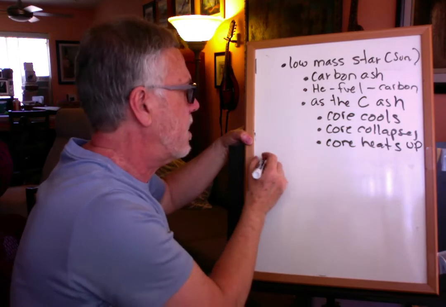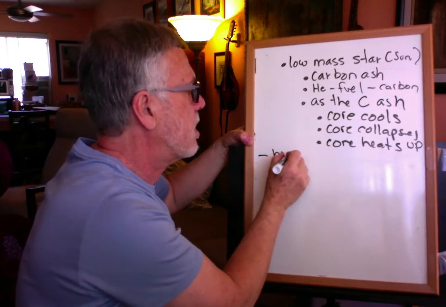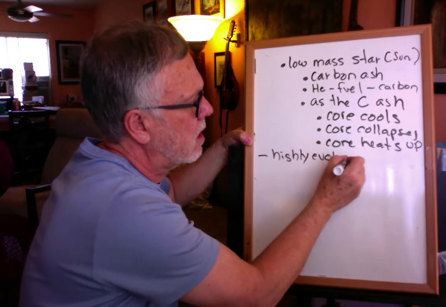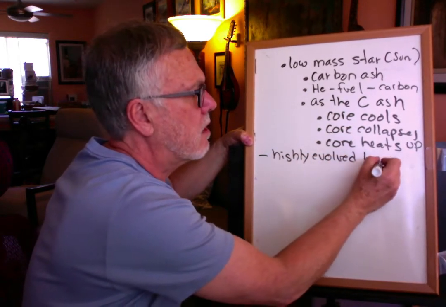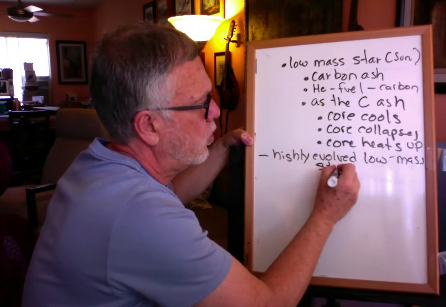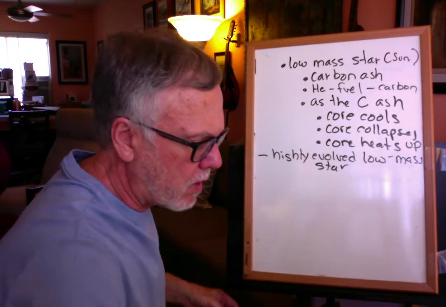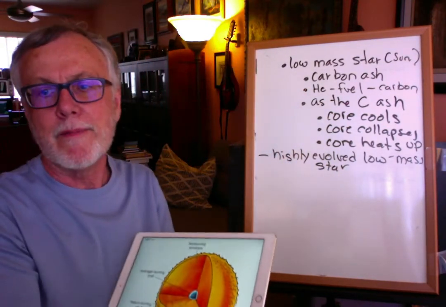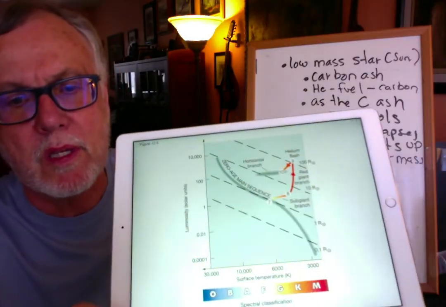And so what we get is what's known as a highly evolved low mass star. And let me show you an image of this. I'm going to go ahead and place this PowerPoint on Canvas today so you'll be able to see this more closely.